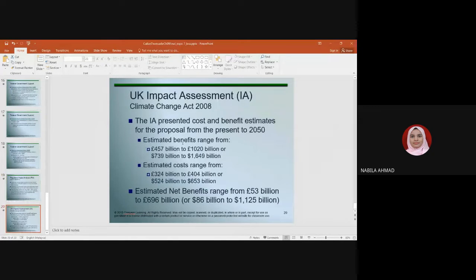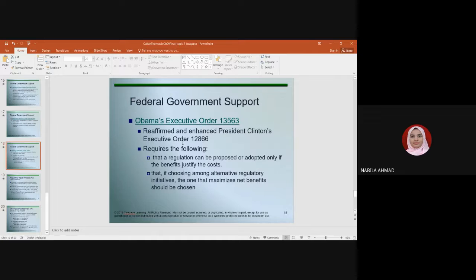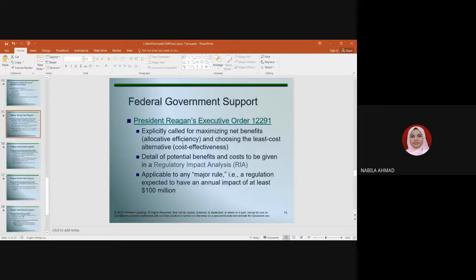Okay, and then the UK Impact Assessment, IA, for the Climate Change Act 2008. So it presented cost and benefit estimates for the proposal from the present to 2050, right? So these are examples of what happened in the real world. Yes, even though there are flaws in this benefit and cost analysis, this is the best way for us to measure the benefits and costs we should incur in order to have good decision making for the environment. Okay, good. So that is for this chapter.